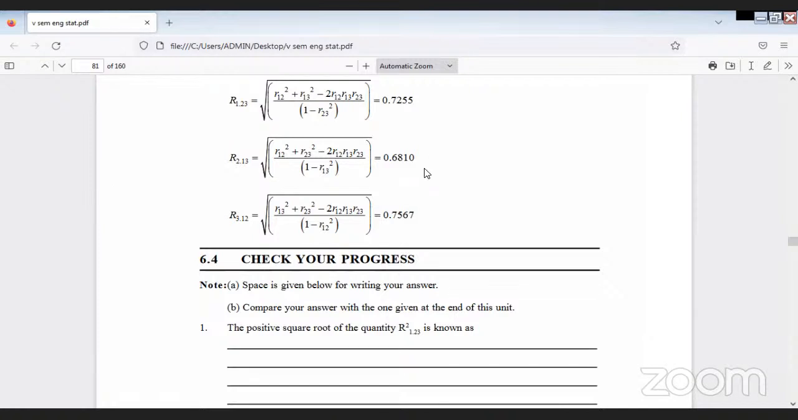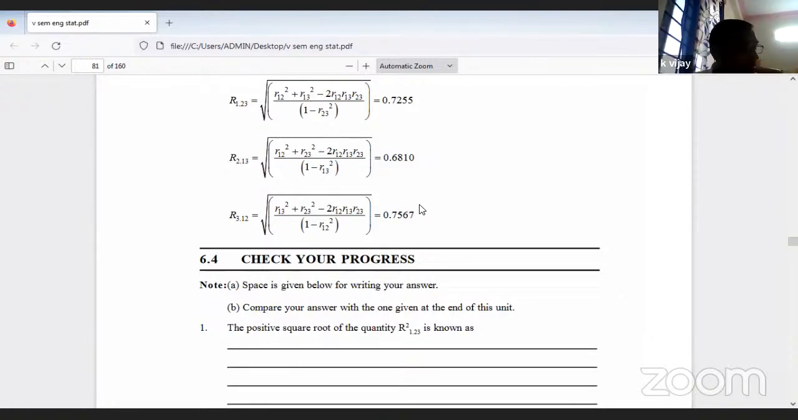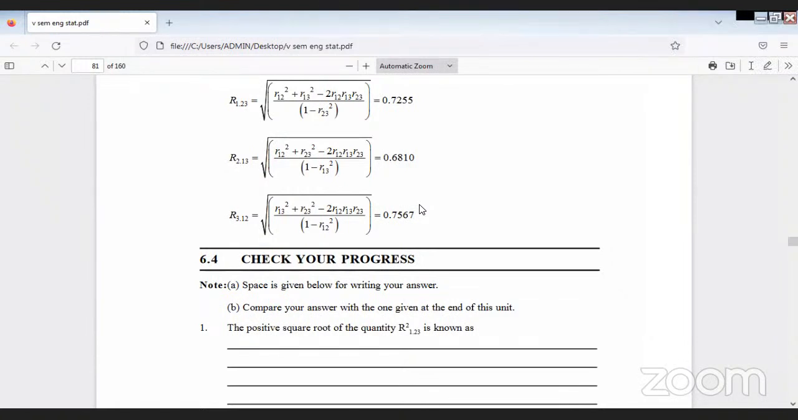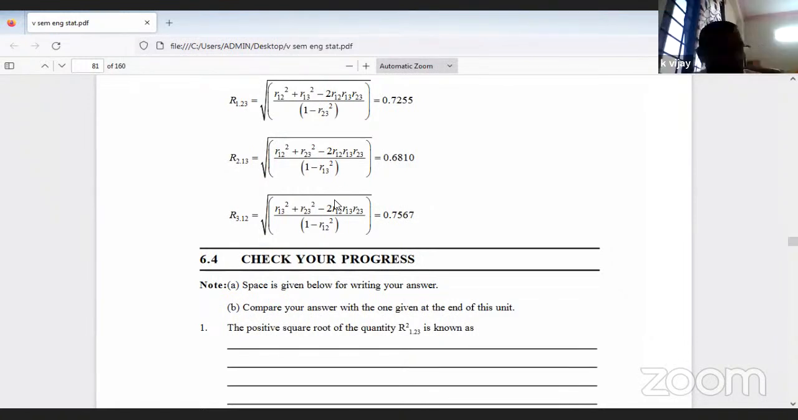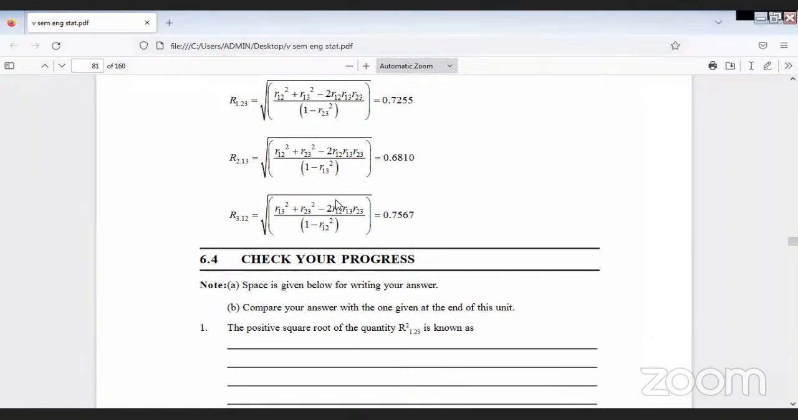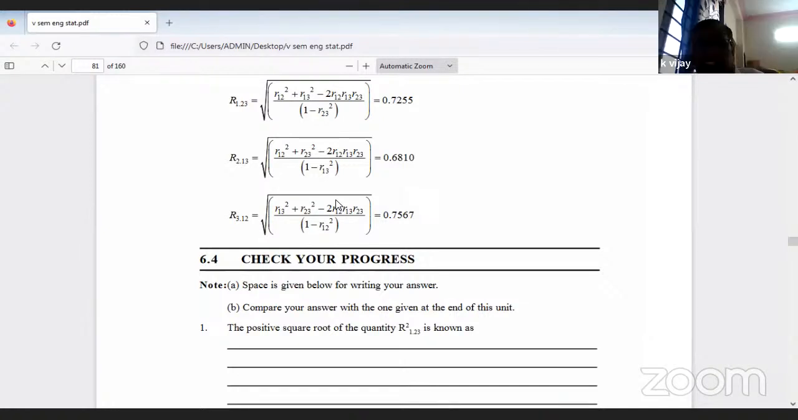Sir, third one I'm getting 0.51, sir. 0.7567, sir, third one. Monica, tell me. 0.5153 I got, sir. Where is the third one? No, I did it in my paper also, it is 0.7567. Okay, I did it in the paper. You go and cross check. Second one 0.6809, okay, sir? 0.6809, okay, done.